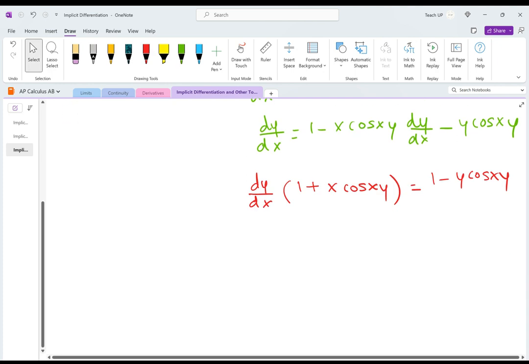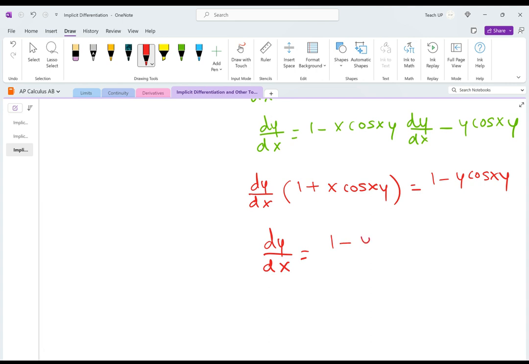Divide each side by that factor. Then we can isolate dy/dx, and this is going to equal 1 minus y times the cosine of xy, everything divided by 1 plus x times the cosine of xy.